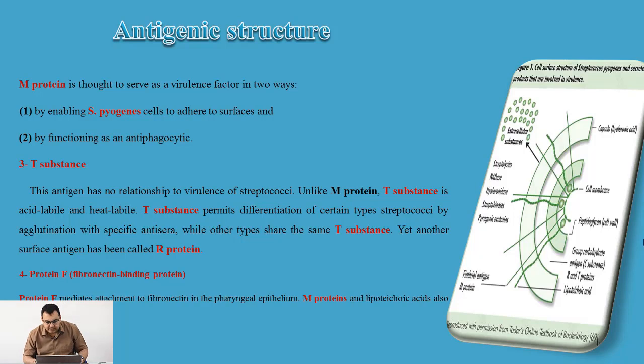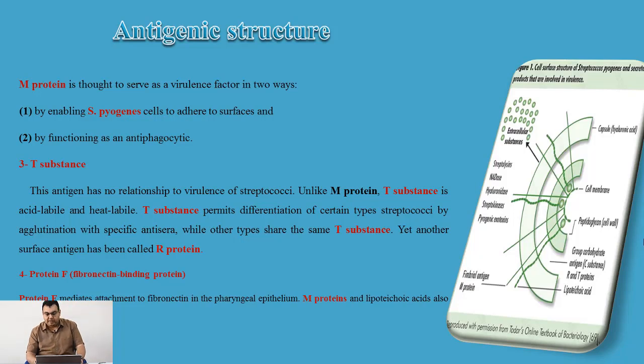Three, T substances. This antigen has no relationship to virulence in streptococci. Unlike M protein, T substance is acid labile and heat labile. T substance permits differentiation of certain types of streptococci by agglutination with specific antisera, while other types share the same T substance. Yet another surface antigen has been called R protein.